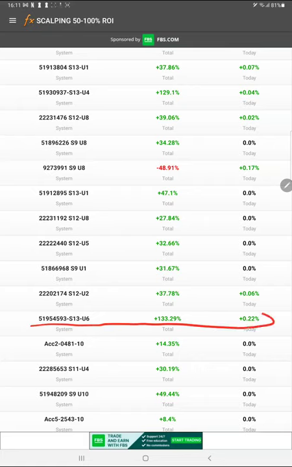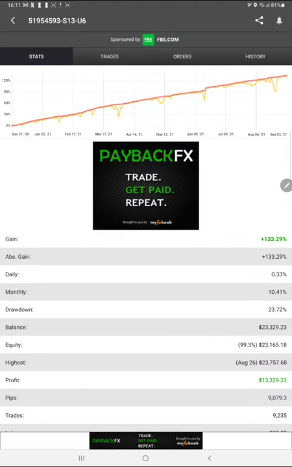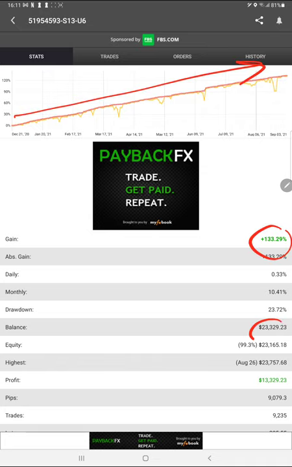4193 strategy, where we have achieved 133% profit in 8 months. It is a very safe strategy and it only trades with 0.01 and 0.02 lot sizes, and it can be visualized with constant profit. 23,000 is the current balance and the total profit is 13,1329.